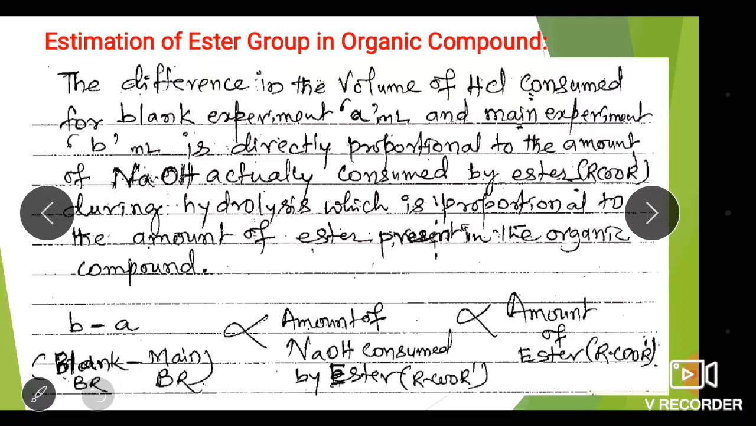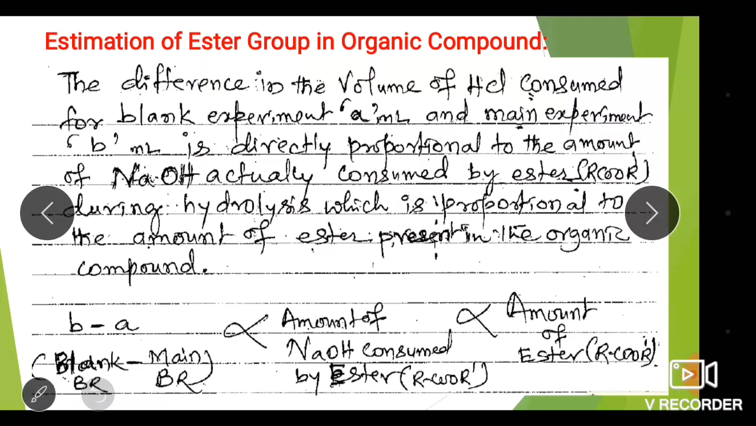So the difference in the volume of HCl consumed for the blank experiment, A ml, and for the main experiment, B ml, is directly proportional to the amount of NaOH actually consumed by the ester during hydrolysis, which is proportional to the amount of ester present in the organic compound. So what happened? The blank minus main reading.